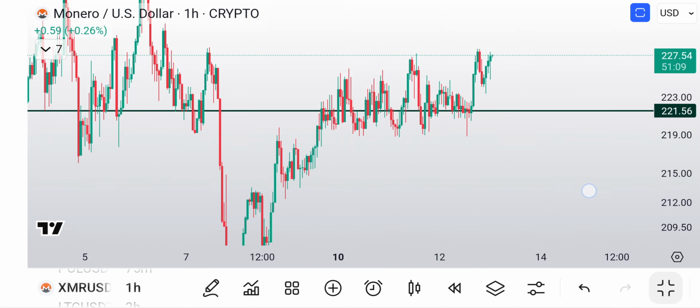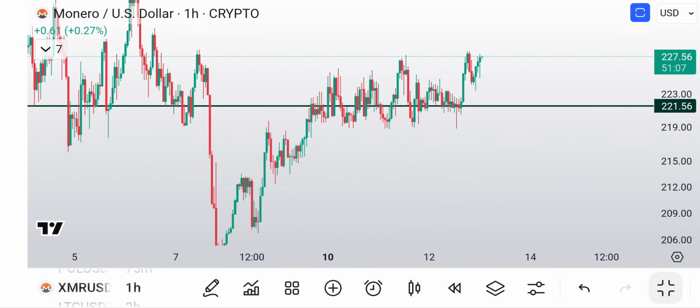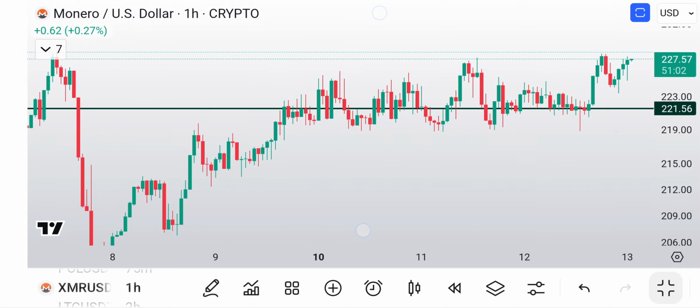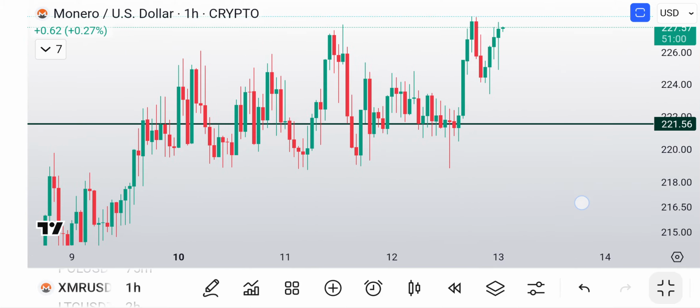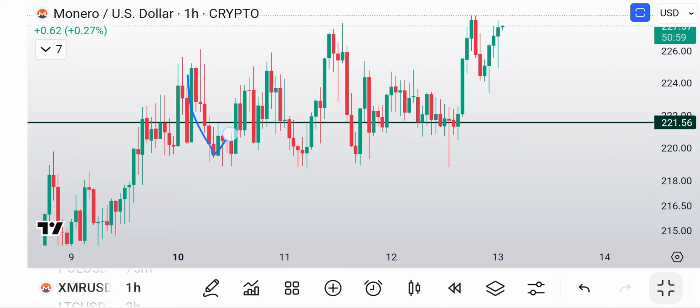So I actually bought the dip right there. Why did I buy it? Because of the three-way pullback. So we had boom, boom, boom, right? And then once I saw these three candles in here, I figured that this was a liquidity grab because it was testing it. So I took a shot and I added to my long.